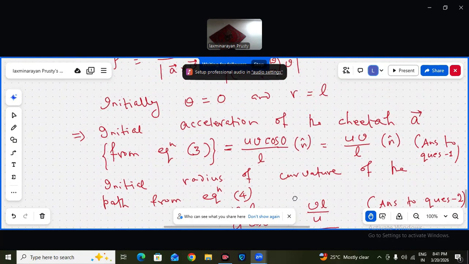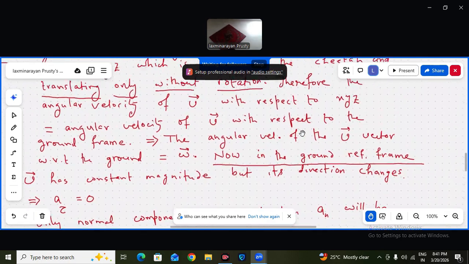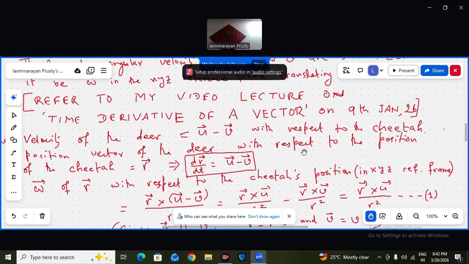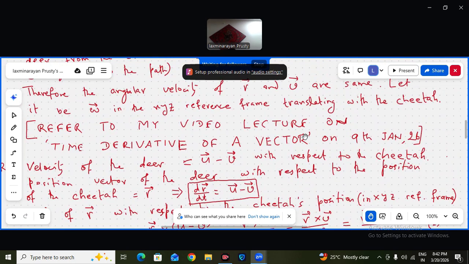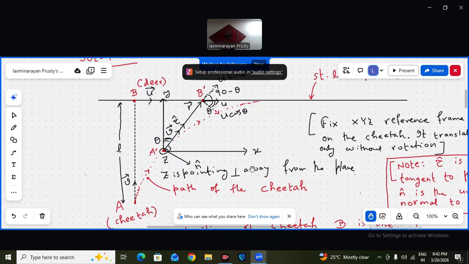Okay, one is the ground frame, which I am using last, but all the omega I first calculated with a purely translating XYZ reference frame fixed to the cheetah. It is moving with the cheetah, but purely translating, not rotating with the cheetah's body. Understood this?